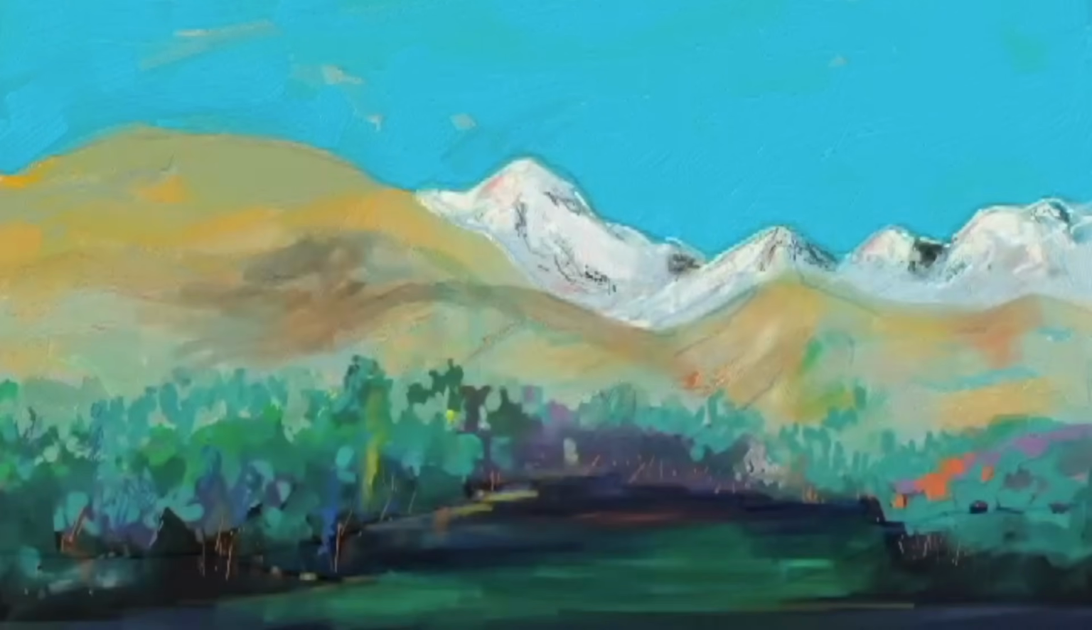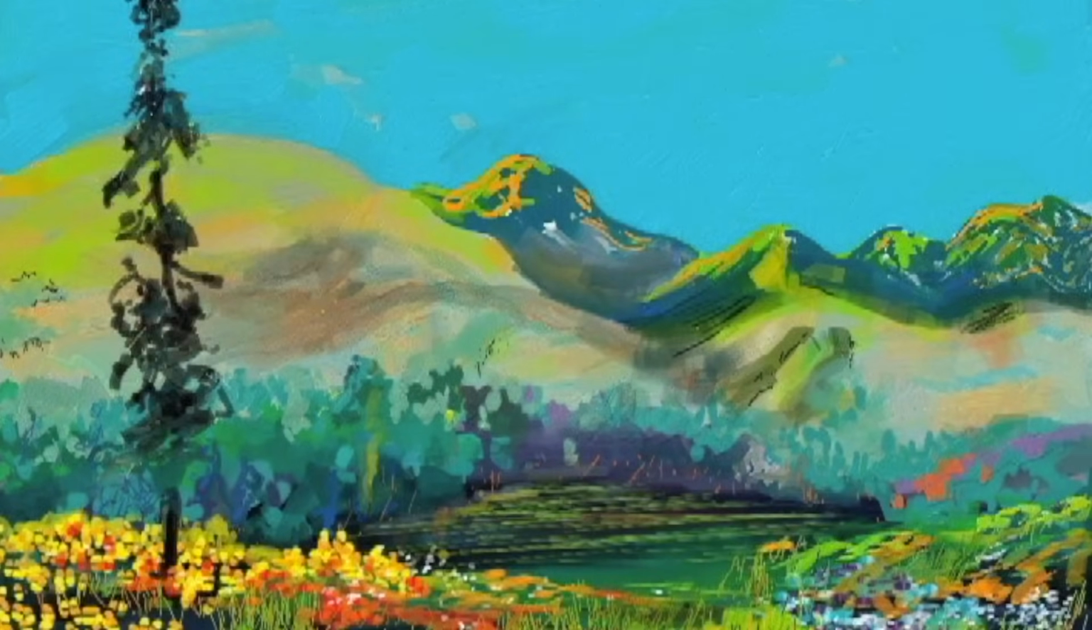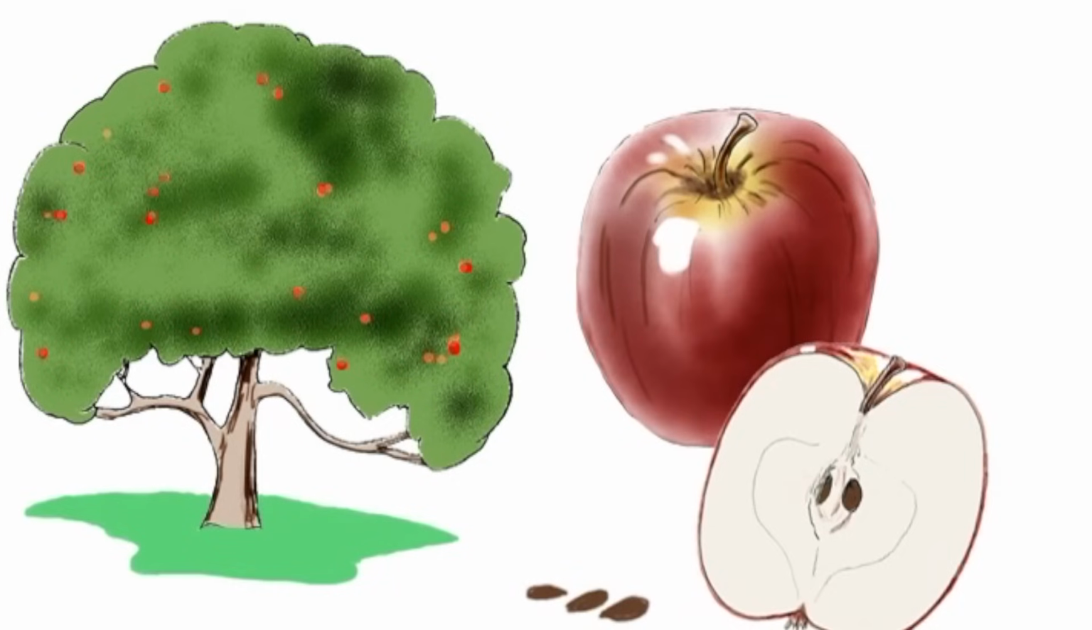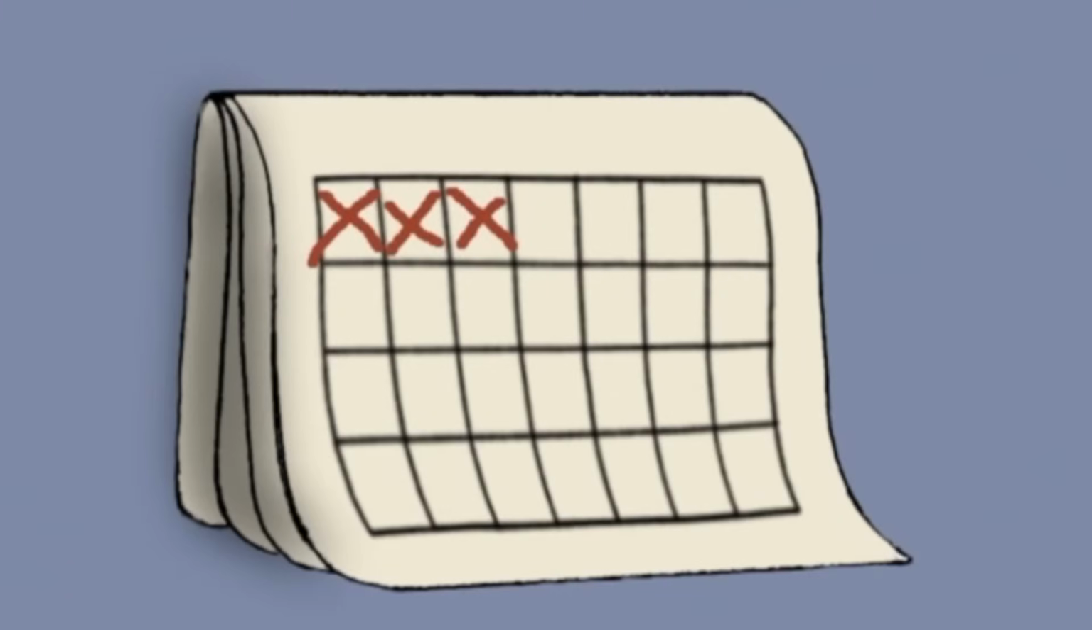Then God spoke, and the grass, the flowers, the trees, and all living plants came forth from the earth, each bearing seed or fruit after its kind. This means that only apple trees come from apple seeds, and only sunflowers come from sunflower seeds. And God saw that it was good. And there was evening and morning, the third day.